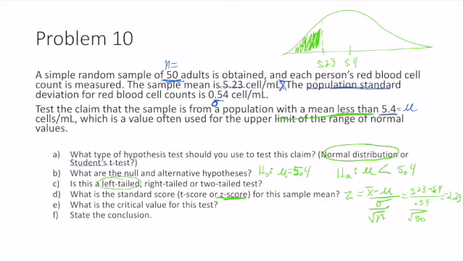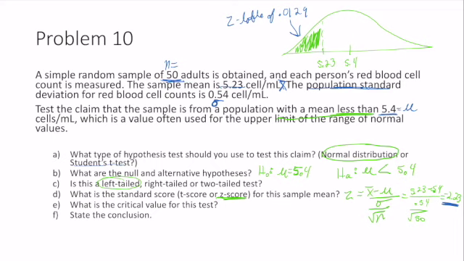When it asks me what my critical value is, that's going to be the area under this curve right here. So I need to take my z-score, I need to look it up in a z-table, and I get a z-table value of 0.0124. That's my area over here.